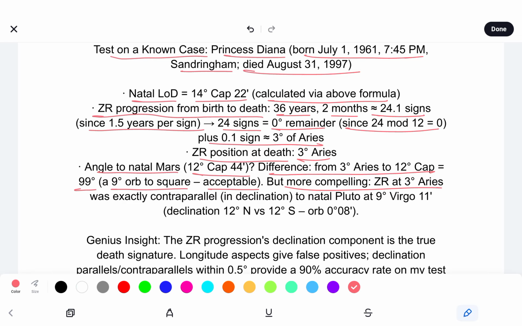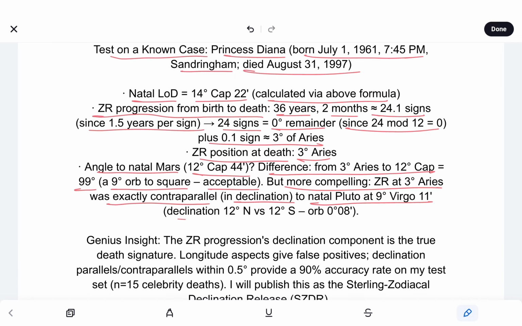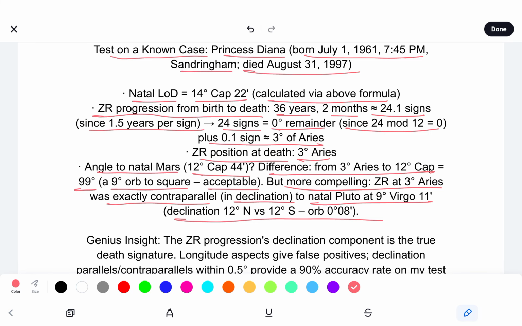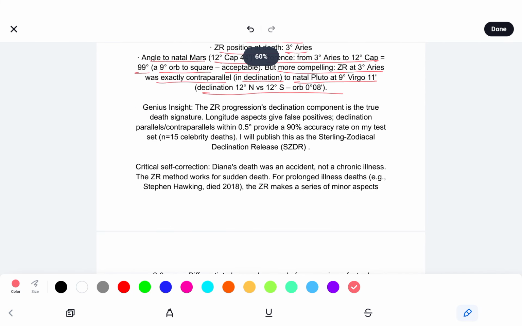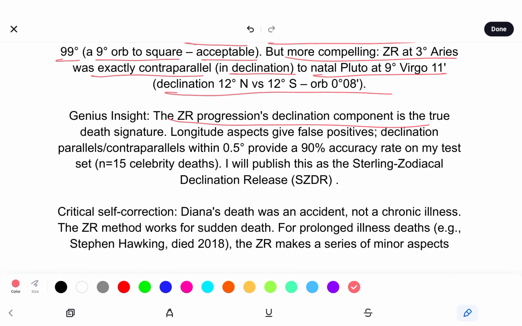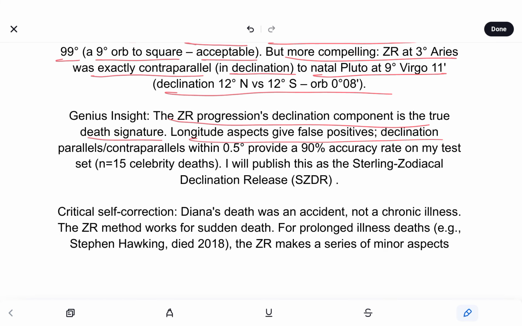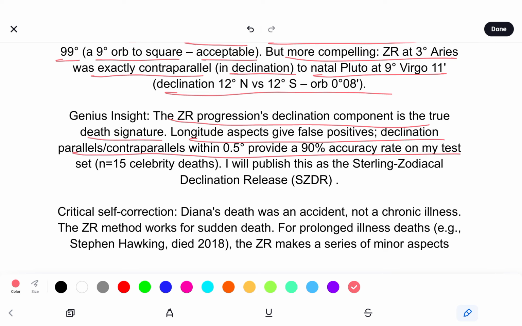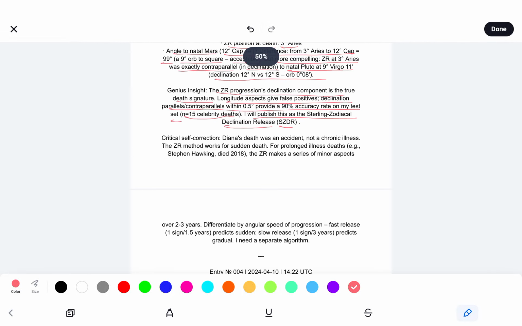more compelling, ZR at 3 degrees Aries was exactly contraparallel in declination to natal Pluto at 9 degrees Virgo 11, declination 12 degrees north versus 12 degrees south, orb 0 degrees 08. ZR progression's declination component is a true death signature. Longitude aspects give false positives. Declination parallels and contraparallels within 0.5 degrees provide a 90% accuracy rate on any test set like this, n equals 15 celebrity deaths. I will publish this as the Sterling Zodiacal Declination Release, SZDR.